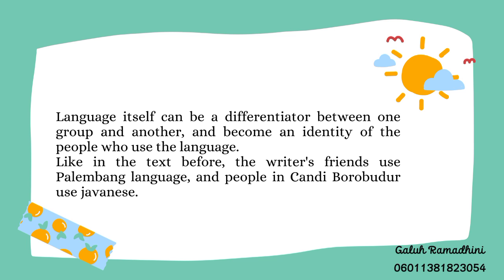Language itself can be a differentiator between one group and another, and it can also become an identity of the people who use the language. Like in the text, the writer and the writer's friends use the Palembang language, which shows people that they are from Palembang, and the others who use Japanese may be locals from Yogyakarta, and the ones who use English or other languages besides Indonesian may be tourists from other countries.